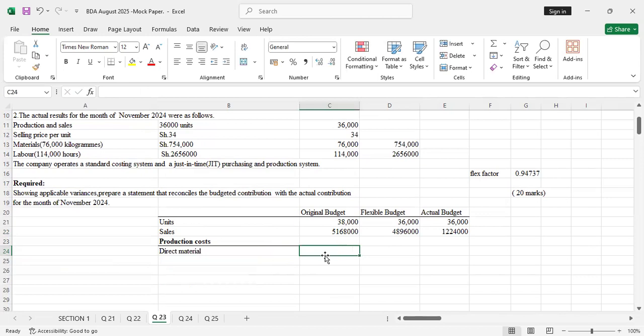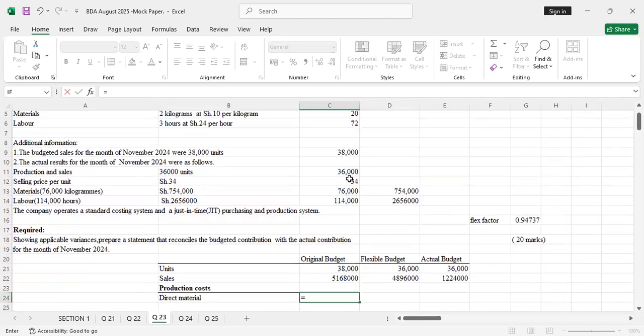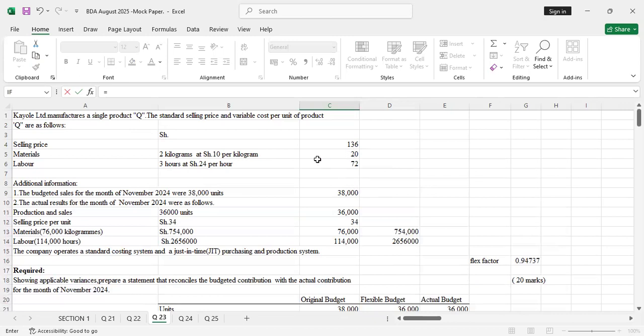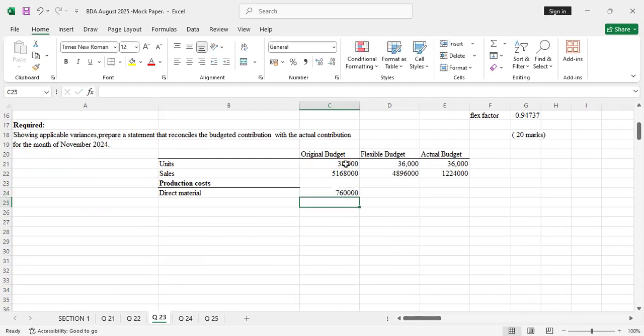I'll start with the original budget. Under the original budget, we're told that the materials were shillings 20. You can see here. So we take that 20 times the number of units under original. Under direct material, take 20 times the number of units, and that number of units is 38,000. We'll have that as the direct material for the original budget.